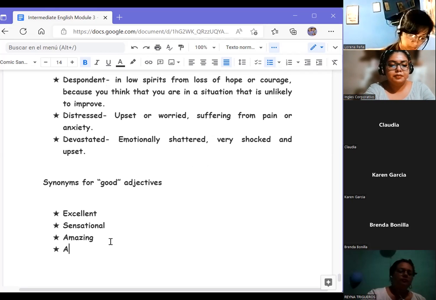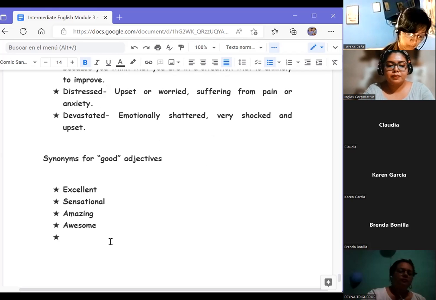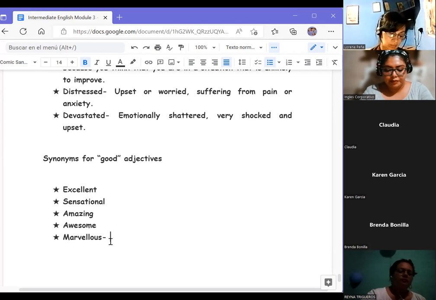Awesome. Very good, causing feelings of great admiration or respect. Marvelous. And this one means extremely good, extraordinary, causing great wonder, of the highest kind of quality.